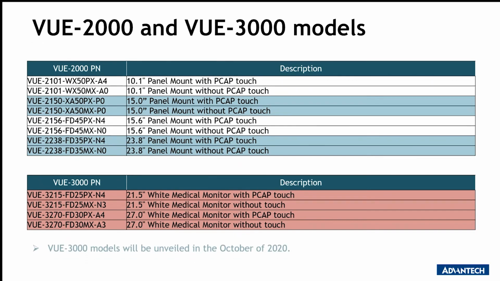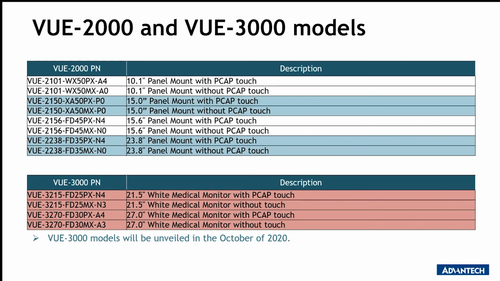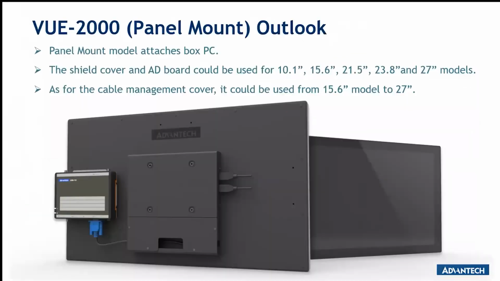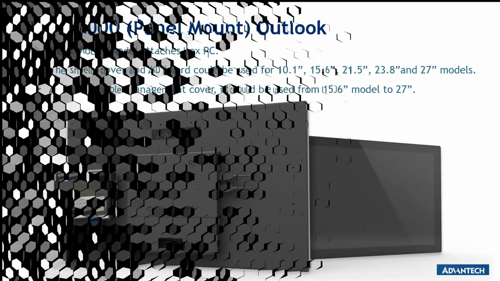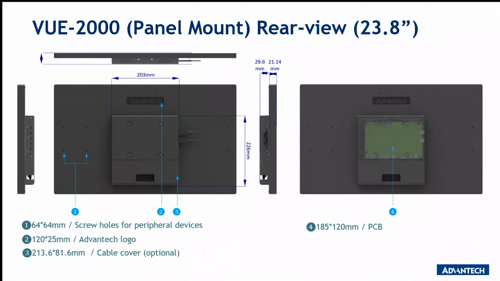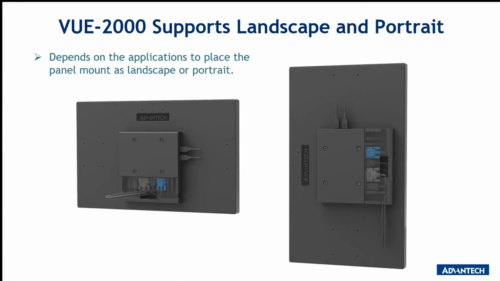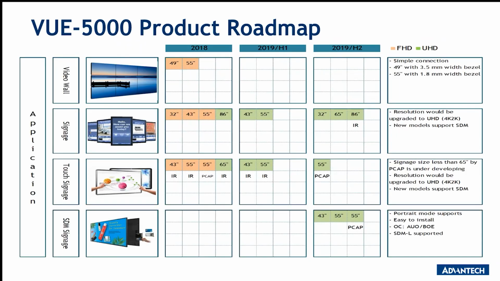This is the part number selection when you need a certain inch size. You can contact sales in each RBU to decide which one matches your solution. On the View panel mounting, this is the outlook, and we can add a small PC or embedded PC behind. This is the rear view. It also supports landscape and portrait, depending on the application, whether the mount is placed landscape or portrait.